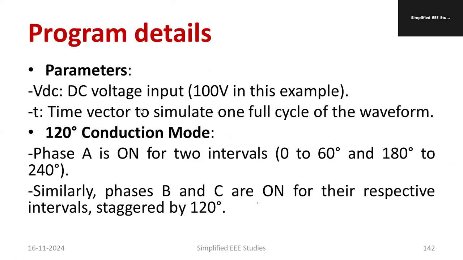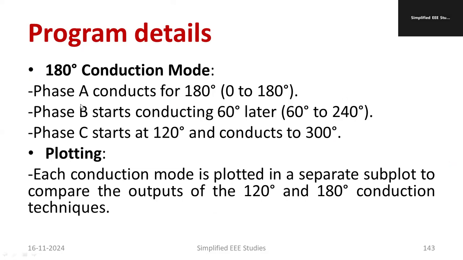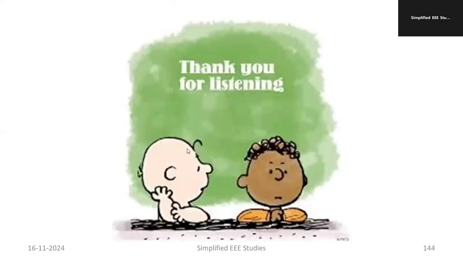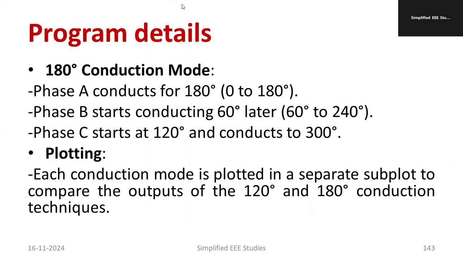Now, for 120-degree conduction, if phase A conducts from 0 to 180-degree, phase B will be conducting 60-degree later, for example, 60-degree to 240. Then phase C will be from 120-degree to 300-degree. That you have to remember. Then plotting will be the last step. Now I'll be showing you the MATLAB code.